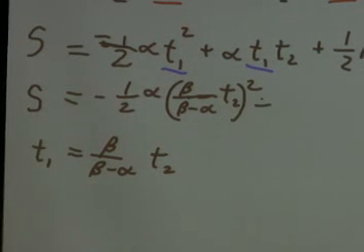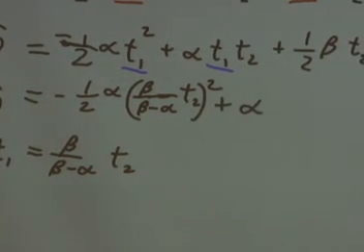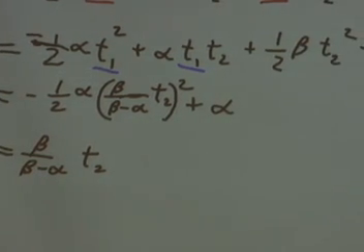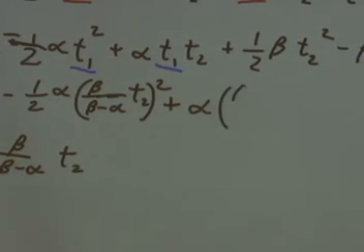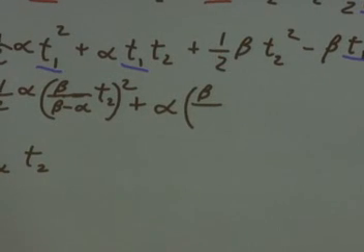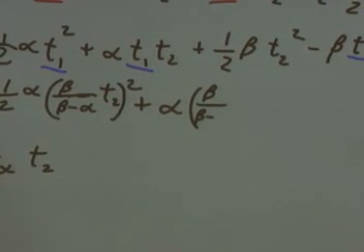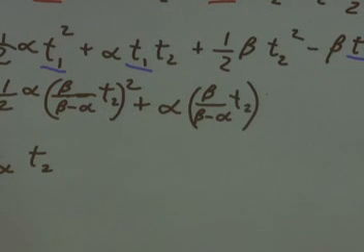Then we'll add to that alpha times beta over beta minus alpha T2. And then there was a T2 beside the T1, so let's not forget that.